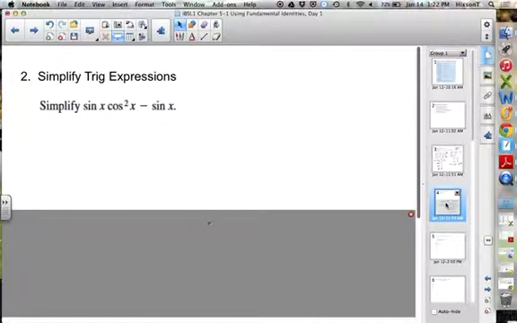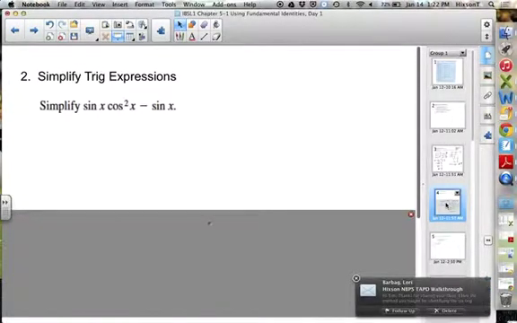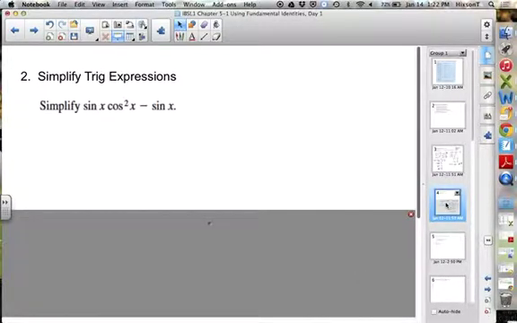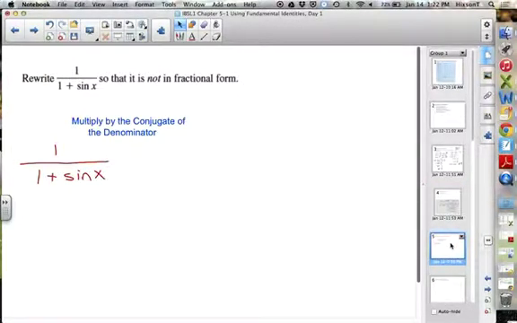I'll be honest with you, I don't like it when problems are just stated like this, where it says simplify. Because sometimes you look at the answer and you're like, well, that's not a whole lot more simple than what they started out with. At least it doesn't look like it to me. What I actually prefer are problems maybe like this one where it says, rewrite it so it's not in a fractional form. You know, once all your fractions are gone, you're done.